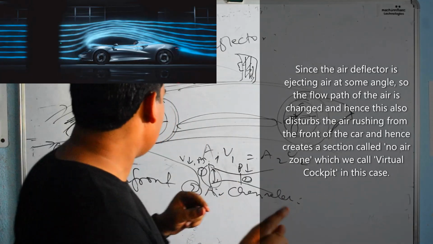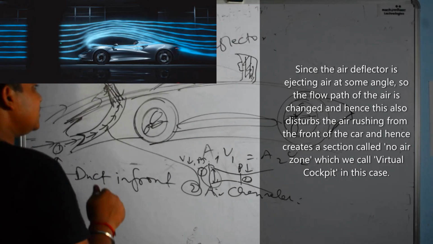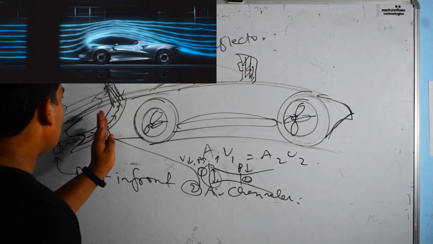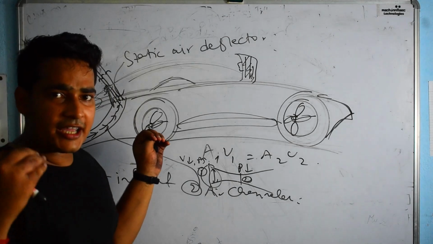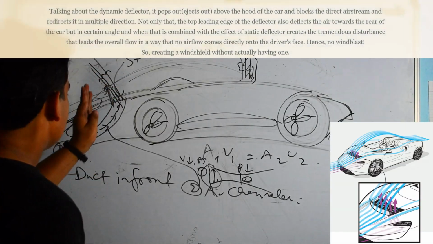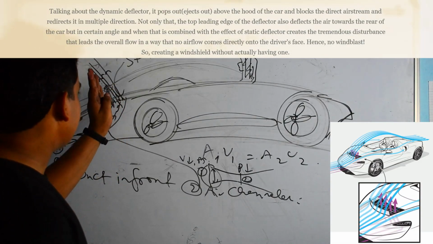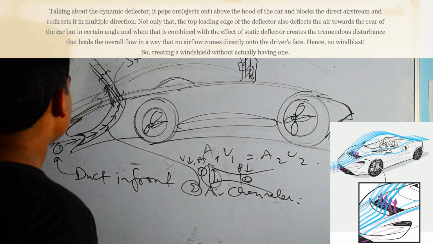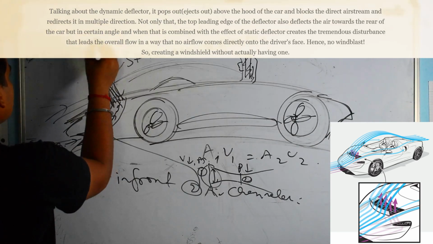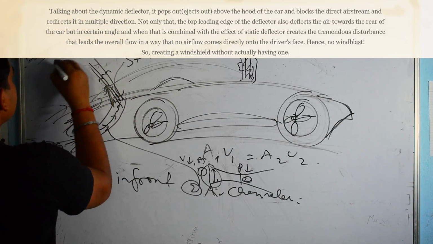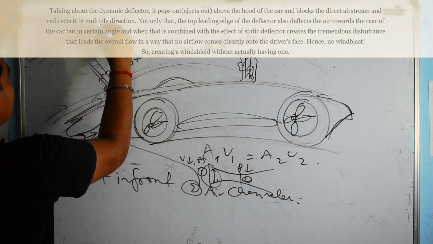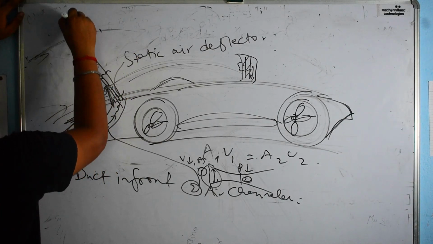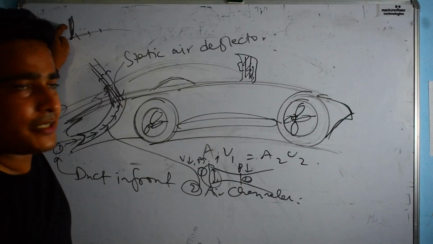Very easy. Now one more thing. What happens because of the deflector? When the deflector pops up at higher speed, it creates a blockage. If I go to the zoomed image, this is the front of the car, and we have this deflector placed on top of the car. Now we have a dynamic deflector which has popped up like this.